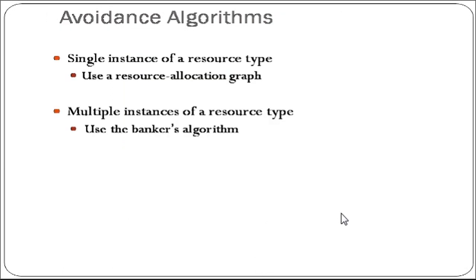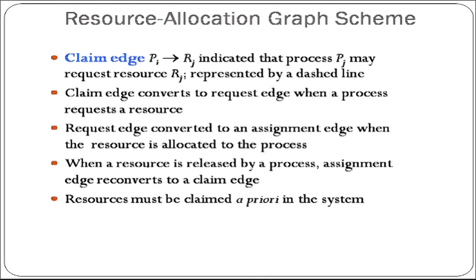Now, deadlock avoidance algorithms. There are two types of deadlock avoidance algorithm. First is for the single instance resource type, and here we will use the resource allocation graph algorithm. For the multiple instance resource type, we will be using the Banker's algorithm. Let us see about the resource allocation graph.